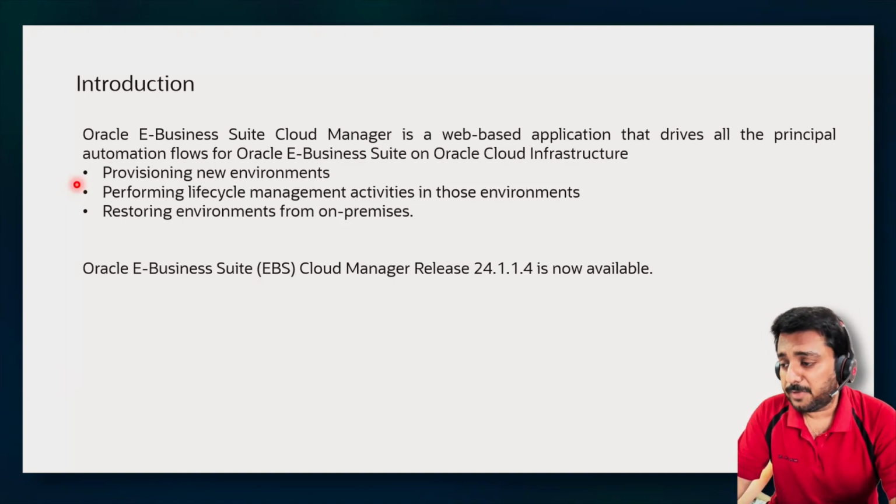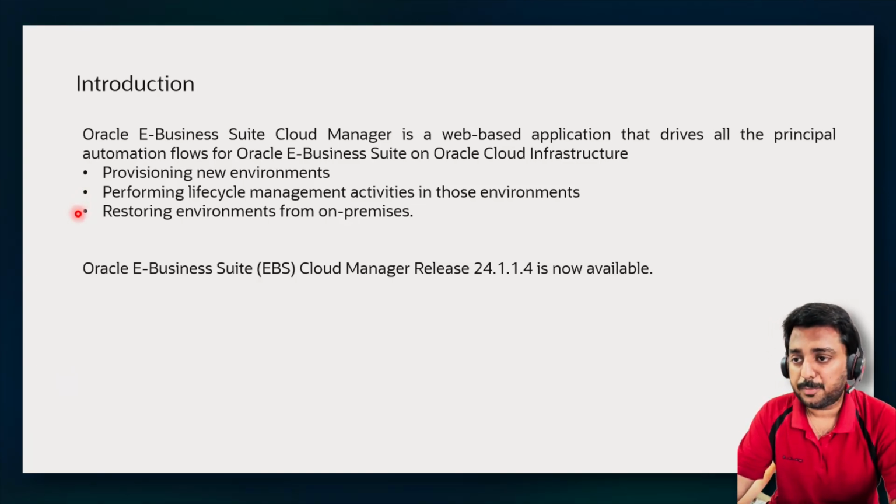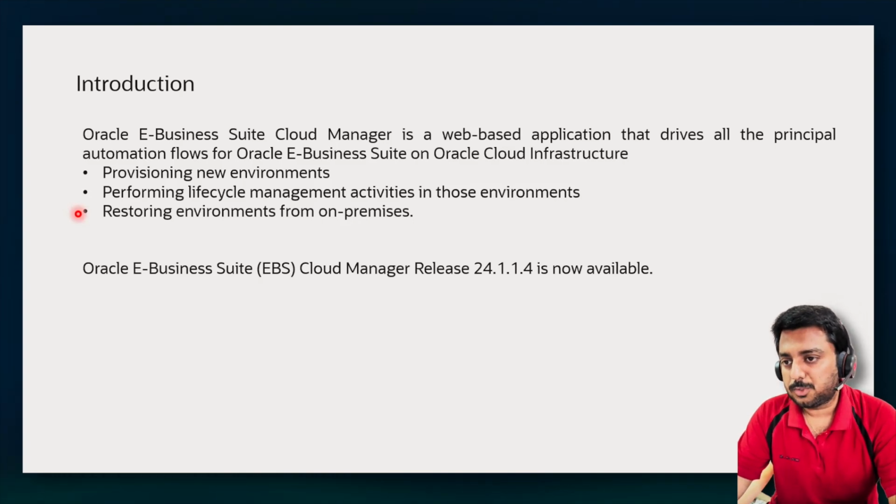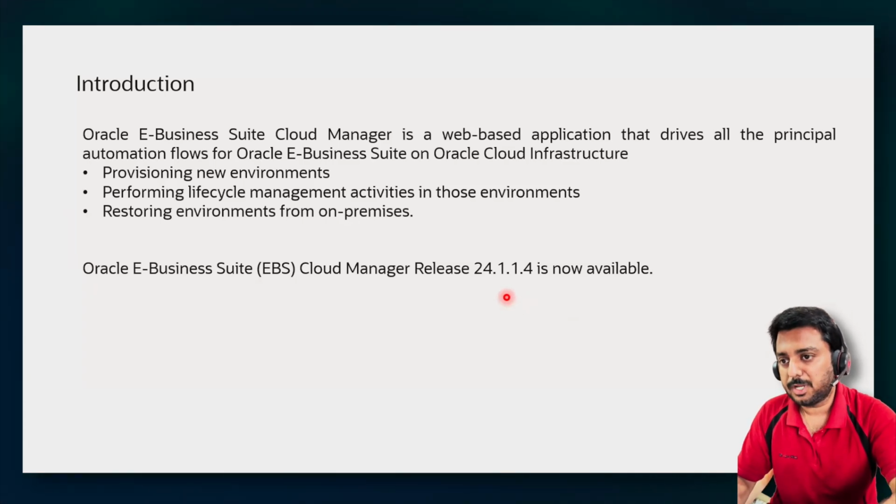And not only that, we can also do the restoration of the environments from the on-premises. We can take the backup of the instance which is running on your on-prem and move these backups to OCI. And once the backup is moved to OCI, we can then use this Cloud Manager application to do the new provisioning using this backup. The current EBS Cloud Manager release version which is available is 24.114. In the marketplace, you can go there and do the provisioning of this application.